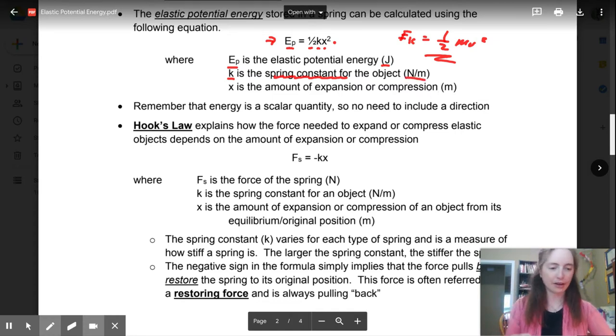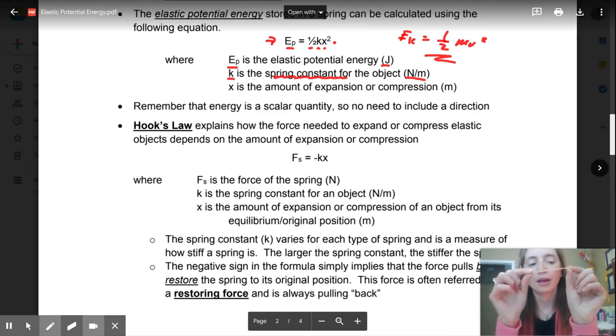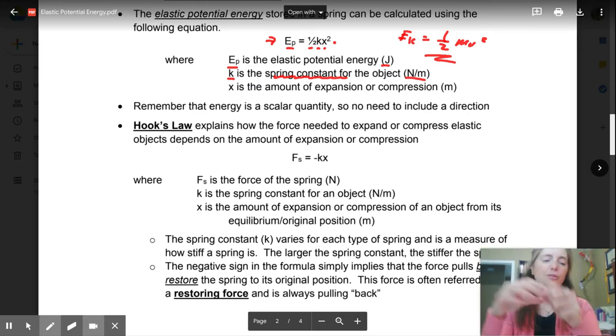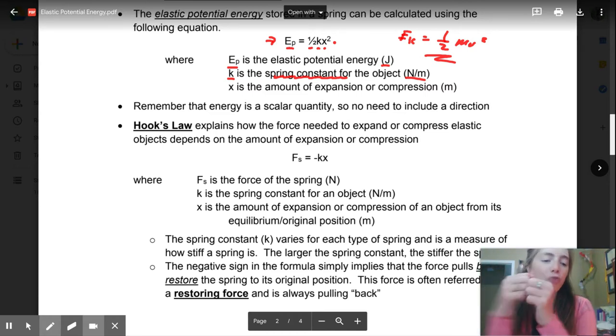Well, I'll find another elastic band here. I've got 3 of them on my desk. So this one, I don't know if you can see that one as easily. This is the red one. It's easier to see. With this one, if I was to stretch it 1 meter, it would absolutely snap. But essentially, it's a measure of the stiffness of that spring, the amount of force it takes to move that spring a certain distance.